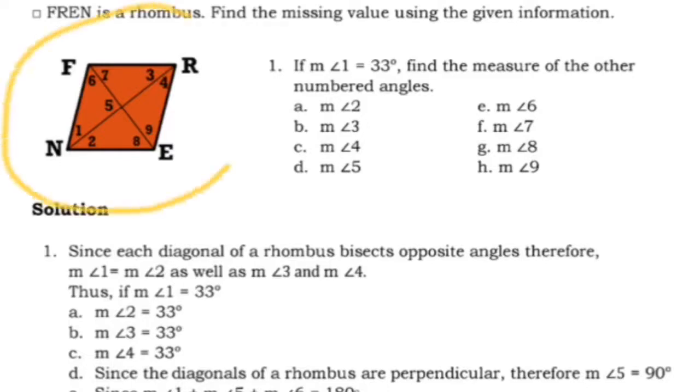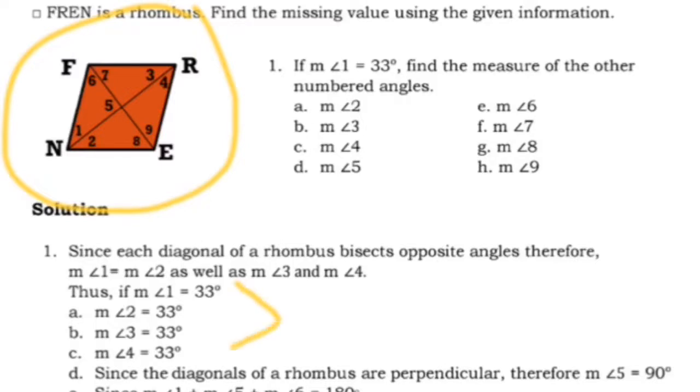So in the figure here, you have the numbered angles, angle 1 to angle 9. Number 1, if measure of angle 1 is 33 degrees, find the measure of the other numbered angles. Now, since each diagonal of a rhombus bisects opposite angles, therefore, measure of angle 1 is equal to measure of angle 2 as well as measure of angle 3 and measure of angle 4. So, since angle 1 is 33, it will follow that angle 2 is 33 degrees. Same with angles 3 and angle 4.